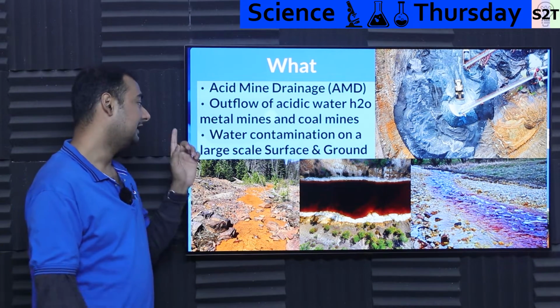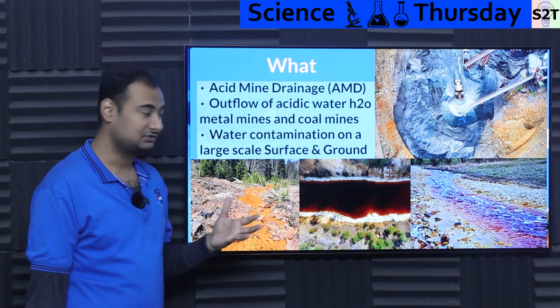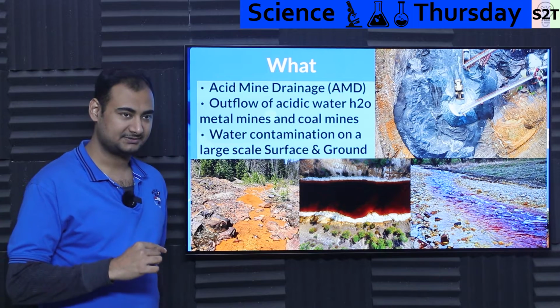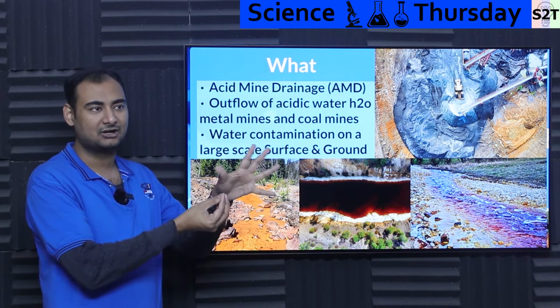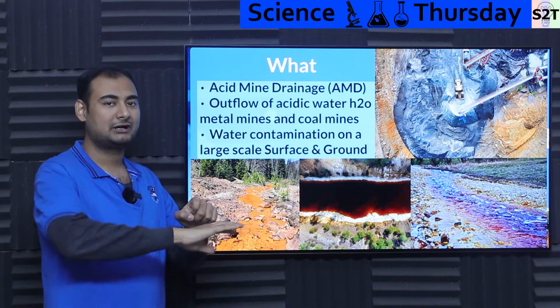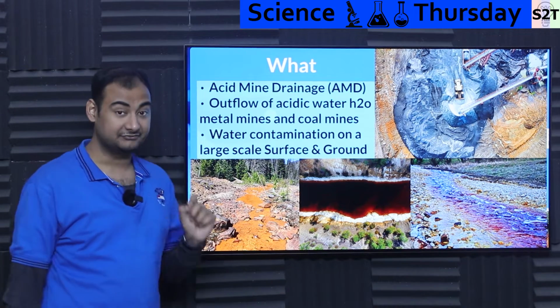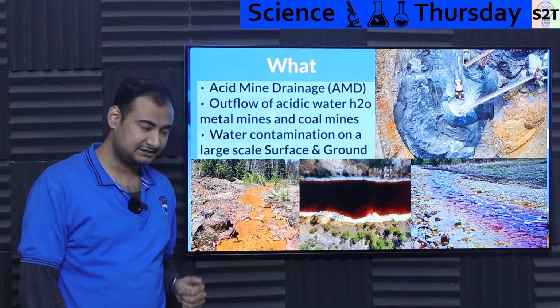It's a big headache, and it contaminates water. Basically, that's what it has to deal with primarily. It contaminates water on a large scale. That's the problematic aspect. You may be like, hey, I have a small mine, how big could the effect be? Yeah, it could wipe out a whole river, and we have learned it the hard way. So it's a very serious large scale problem.